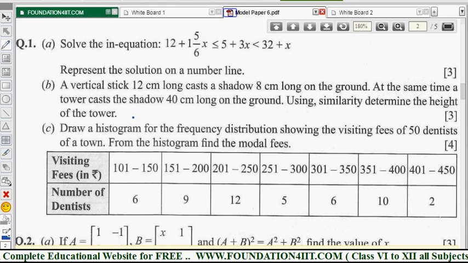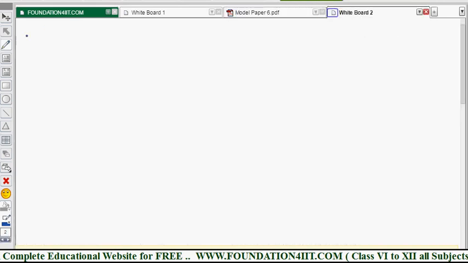So in this second one, a vertical stick 12 centimeters long casts a shadow 8 centimeters long on the ground. At the same time, a tower casts a shadow 40 centimeters long on the ground. Using the similarity, determine the height of the tower. Similarity property will apply. Let me take the given data.